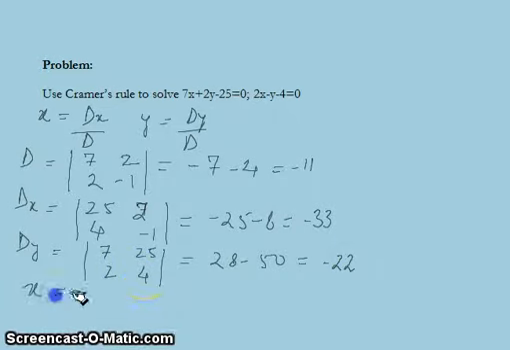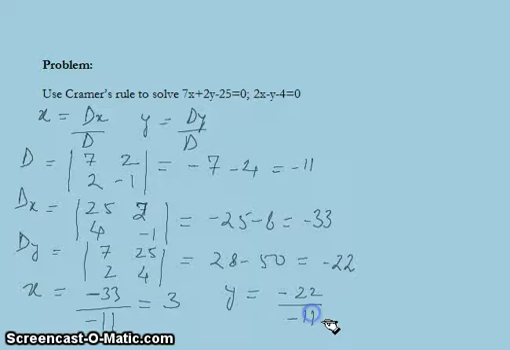Now x is equal to dx, which is minus 33, divided by minus 11, which is the value of d. Thus we get x as 3, and similarly y is obtained as minus 22 divided by minus 11, which gives us y as 2. Thus, using Cramer's rule, we have obtained the values of x and y as 3 and 2 respectively. With this, we conclude this chapter on determinants.